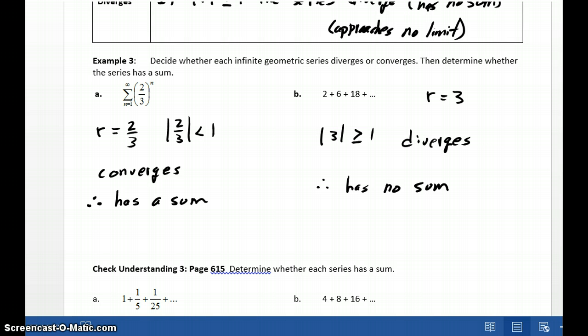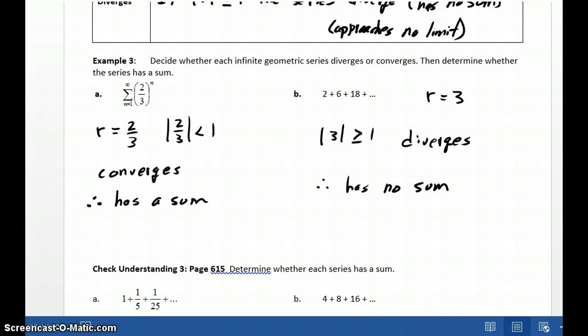We don't know what it is right now, but we know we can add those numbers up to infinity and they will come up with a specific value, so it has a sum. Example B, we can see that our R value, common ratio, is 3. The absolute value of 3 is greater than or equal to 1, so our series diverges. Therefore, it has no sum. If we simply look at the numbers 2 plus 6 plus 18 and we add those forever, certainly we do not get a value that the sum gets closer and closer to.